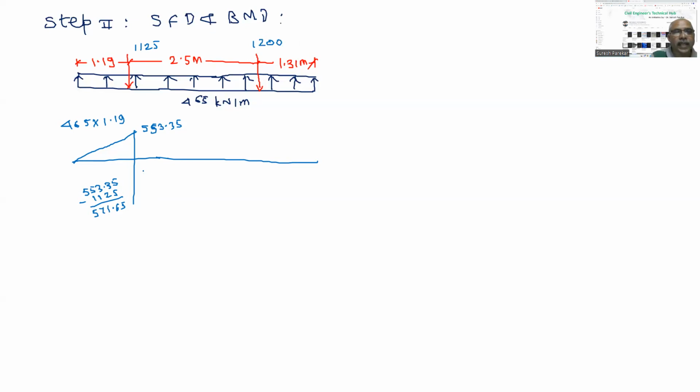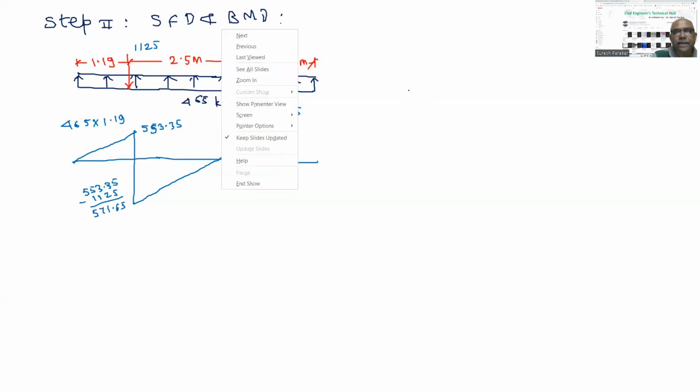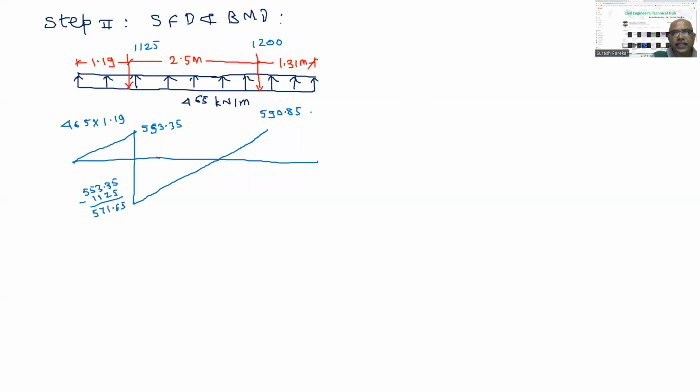Then we have 590.85. So we have this value here, that is 590.85, and this value we have minus 575.5. So we have minus 571.65 plus 465 into 2.5. Then we have 1200 below.